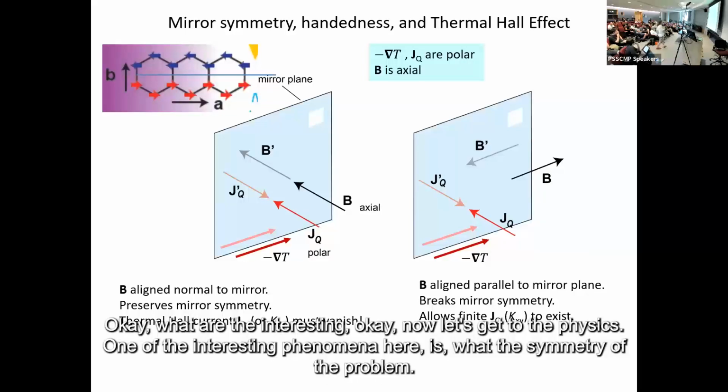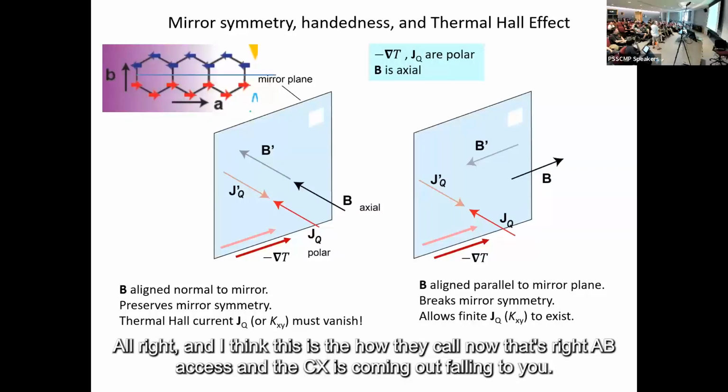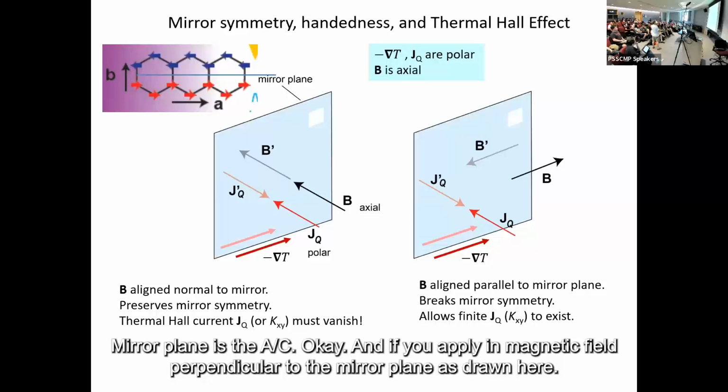Okay, now let's get to the physics. One of the interesting phenomena here is the symmetry of the problem. I want to spend just a minute talking about that, because this is a rather cute effect. The crystal has a mirror plane. I think this is the honeycomb lattice, with the a, b axes, and the c axis coming out towards you. The mirror plane is the ac plane.